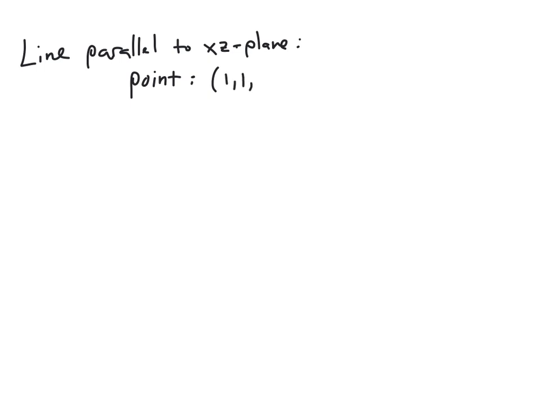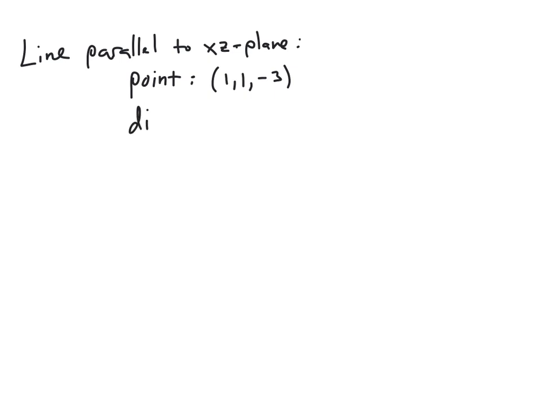So the first thing we're going to do is find the line parallel to the xz plane. Okay. Now we know that to find a line we need to know two things. We need to know a point and we need to know a direction. Well, the point is easy. We just found that. We know that when x and y are both equal to 1, the z coordinate is f of 1, 1, which we just found to be negative 3. And so the line is going to go through the point 1, 1, negative 3.